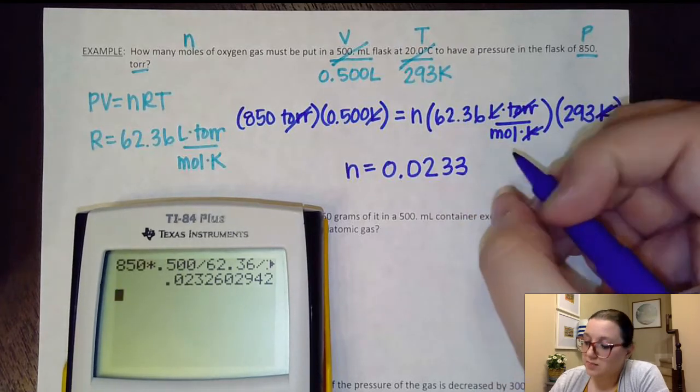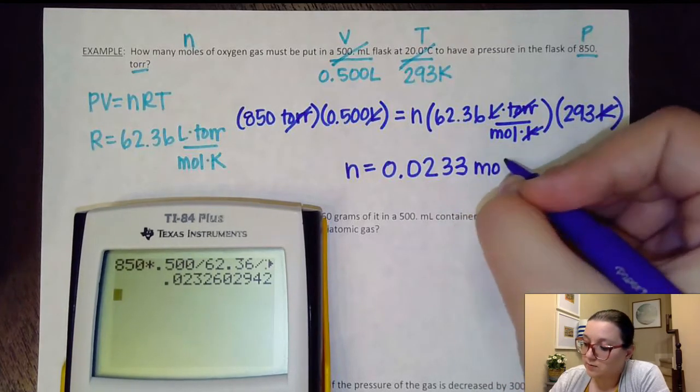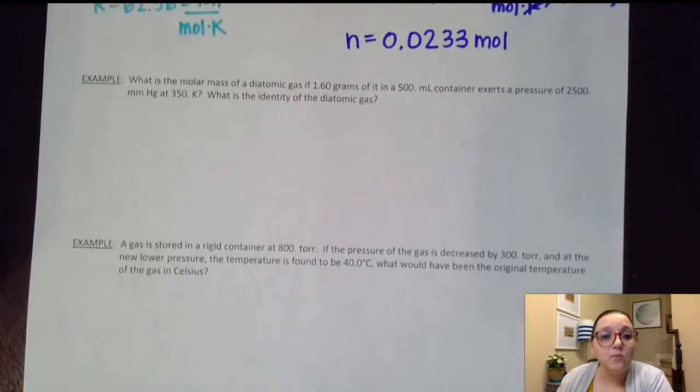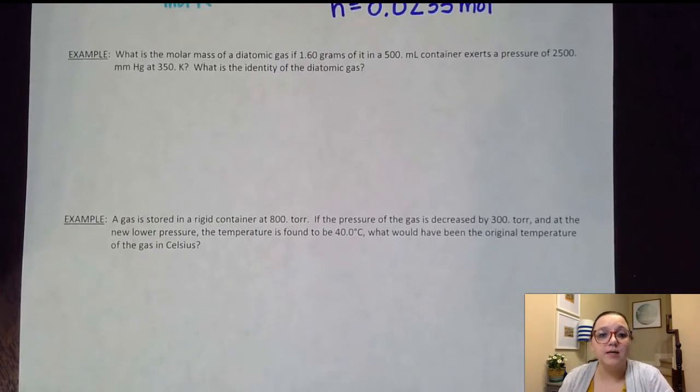And again, we said that that would have a unit of moles. All right, let's try another one. The next one asks, hey, what is the molar mass of a diatomic gas if 1.60 grams of it in a 500 milliliter container exerts a pressure of 2,500 millimeters of mercury at 350 Kelvin? And I'll also ask, what is the identity of the diatomic gas? So we'll deal with that here in a little bit.